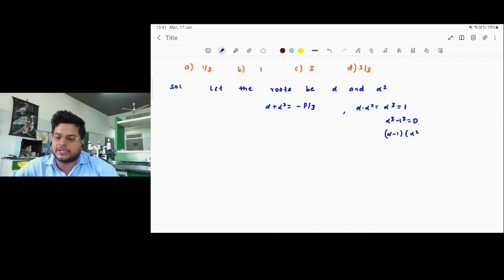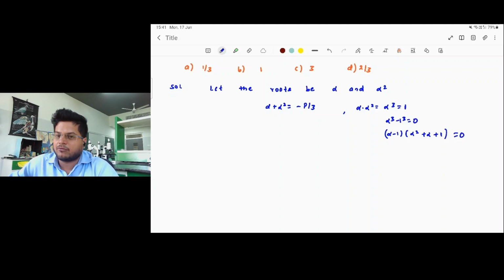Similarly, what is a cube plus b cube? When you look into a cube plus b cube, plus is there, so a plus b, a square plus b square minus ab. So you got your alpha square plus alpha plus 1 equals 0. Alpha minus 1 into alpha square plus alpha plus 1 equals 0. I hope you are okay on this.